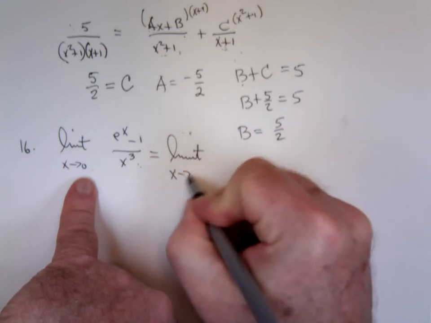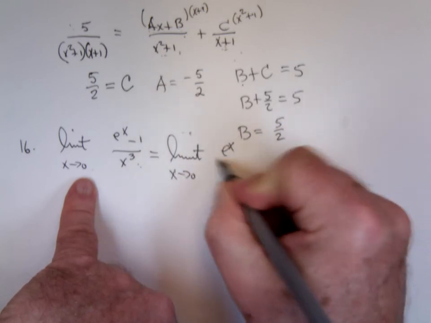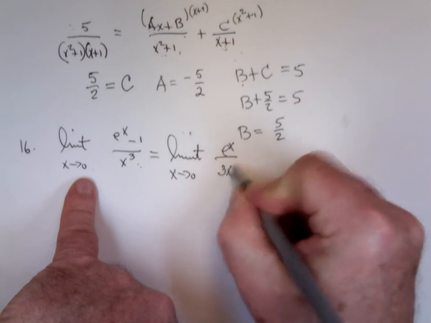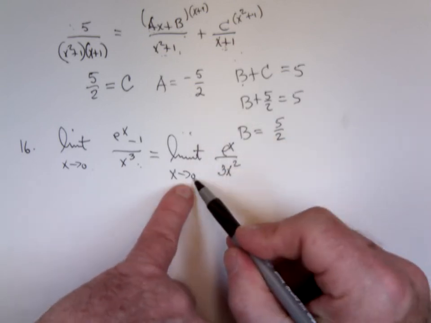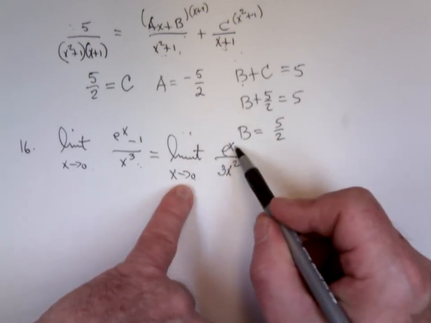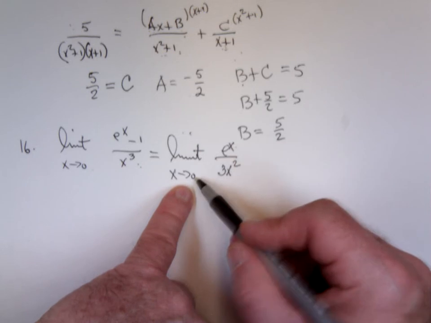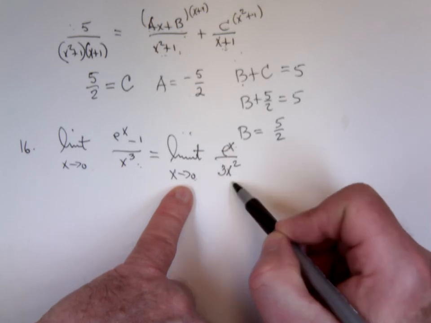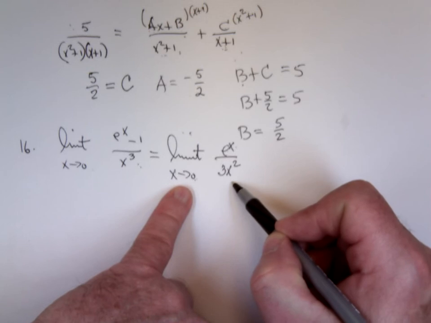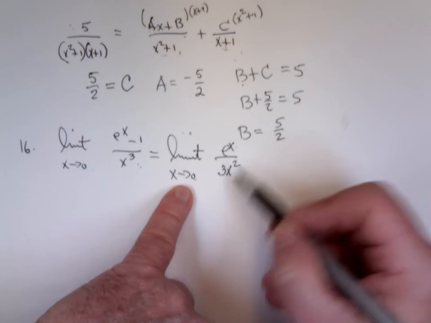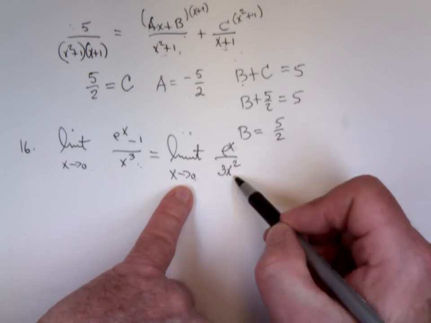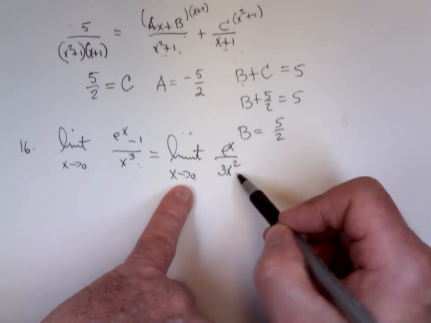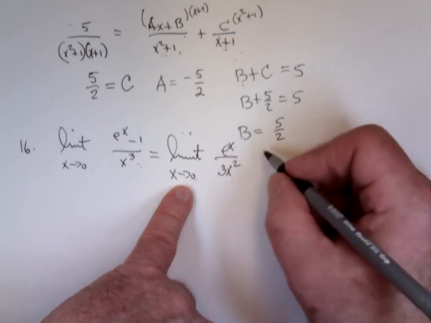Derivative, derivative. Now as x goes to 0, we get e to the x, which is 1, over 3x squared, which is 0. That is not an indeterminate form anymore. As this goes to 1 and this goes to 0, we've got something going to infinity. This limit does not exist.